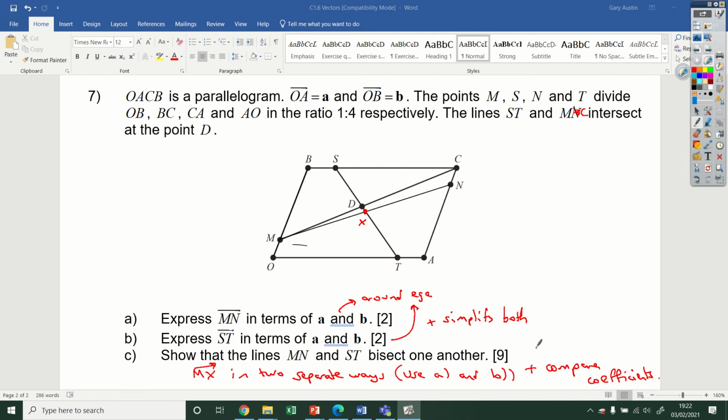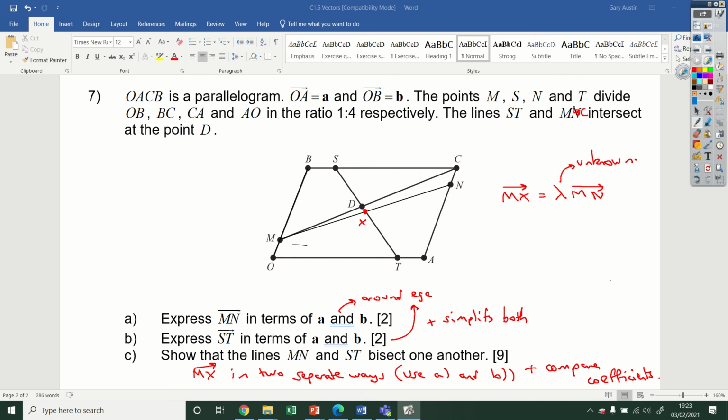Okay, last thing then, we need to set up by saying that MX is some unknown proportion of MN. So I might write down that much. MX is some proportion of MN. And this is currently unknown, but we're trying to show that it's half so that X is bisecting at least MN.